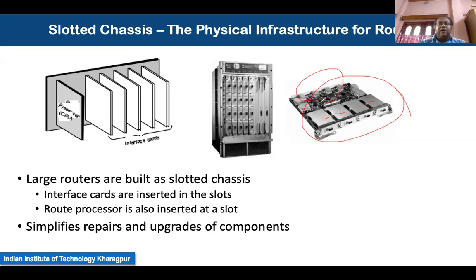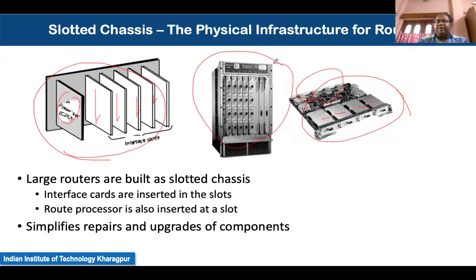That is a kind of single routing board. Now, typically in a slotted chassis, I have multiple interface cards and the route processor. They are connected over a chassis, and they build up a kind of rack architecture where in each chassis you have one blade with these different interface cards, and in one blade you can have the route processor. These interface cards are inserted in slots, and the route processor is also inserted in slots. This kind of combined architecture simplifies the repair and upgrade of different components inside the router.